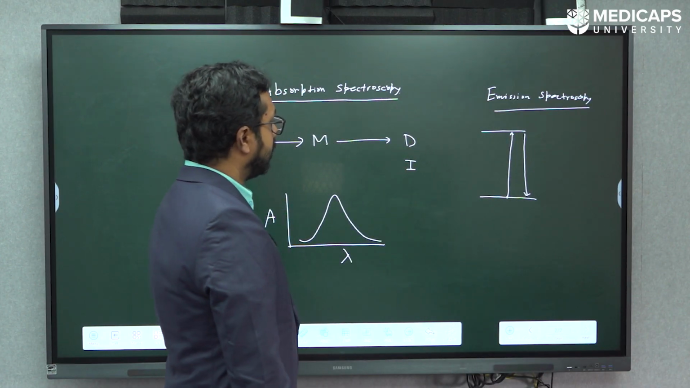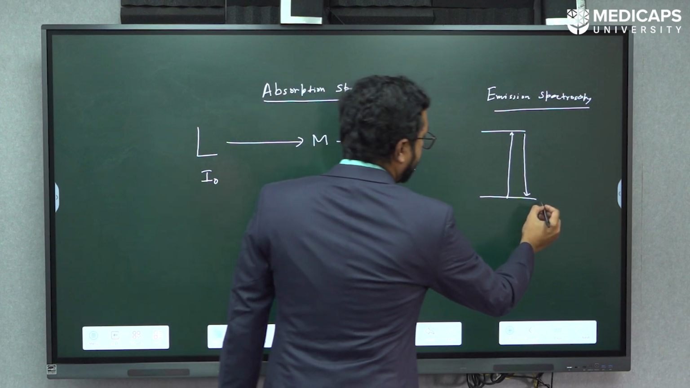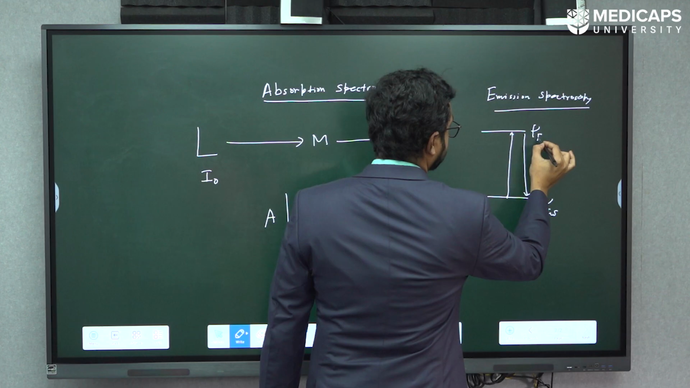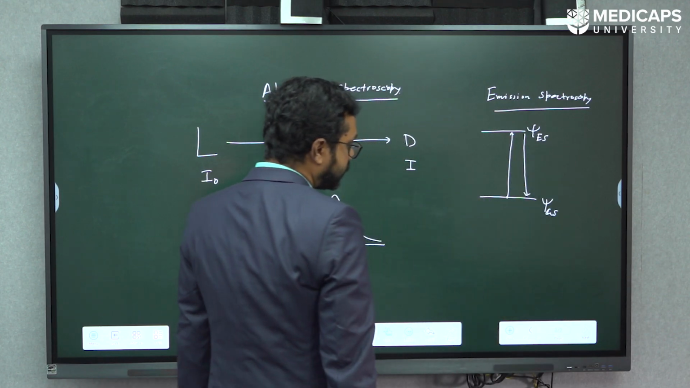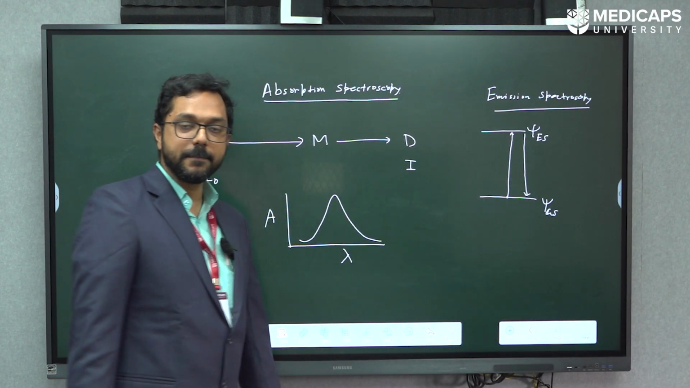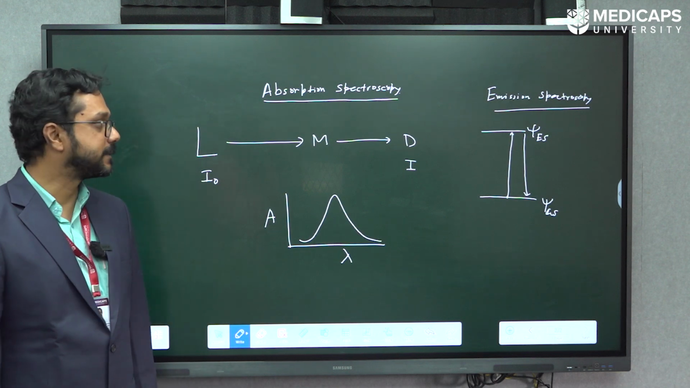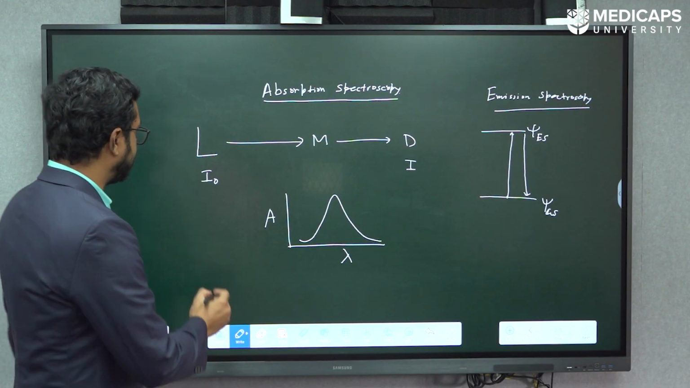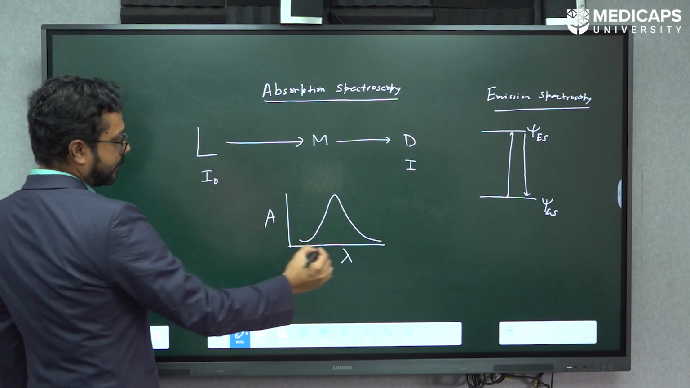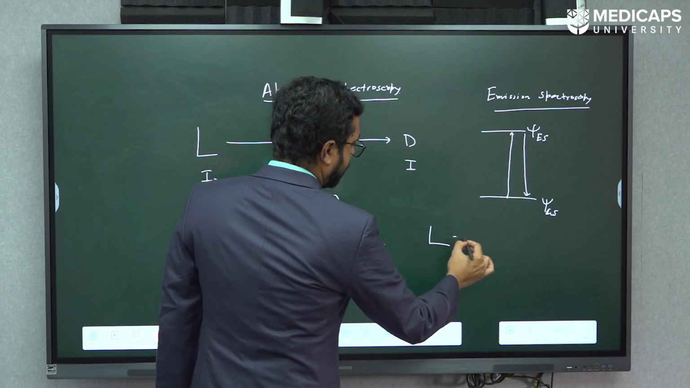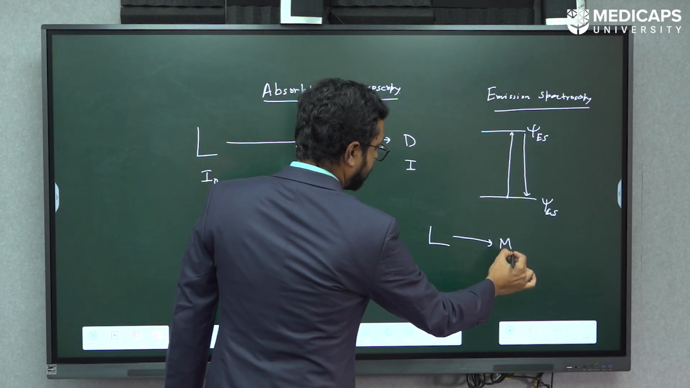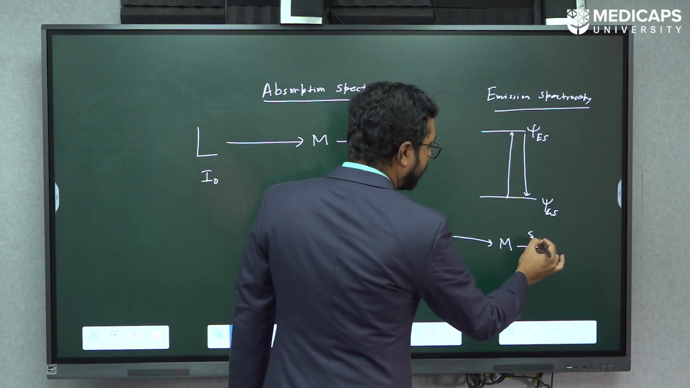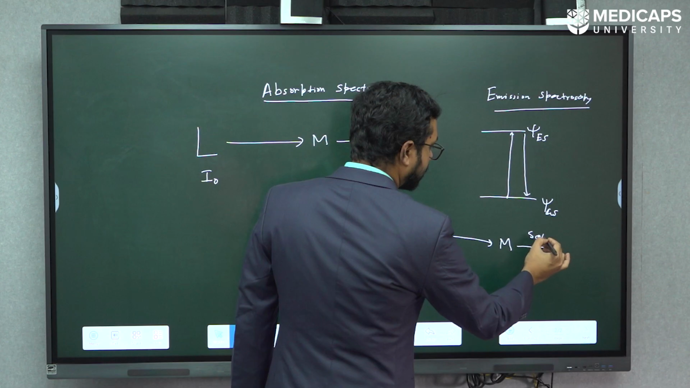Now, say this is a ground state and this is an excited state. It is also possible that someone may be interested in scattering spectroscopy. What does it mean? It means that you will shine light, say for example, and it falls on the matter. You will detect only the scattered light, not absorption or emission.